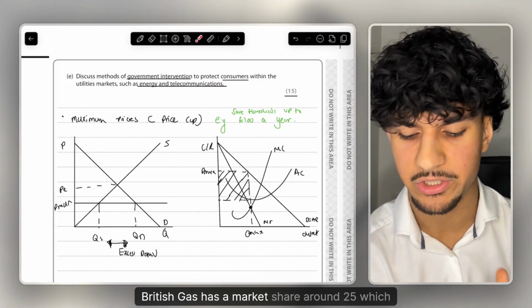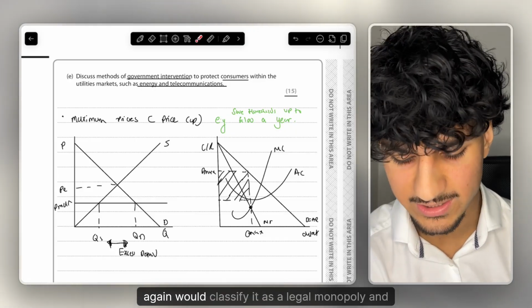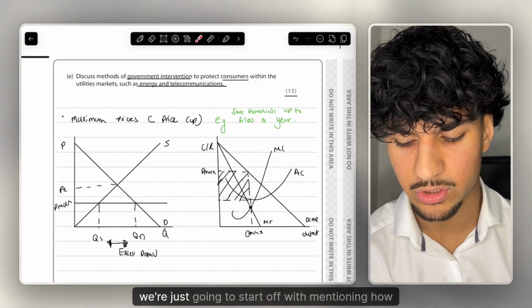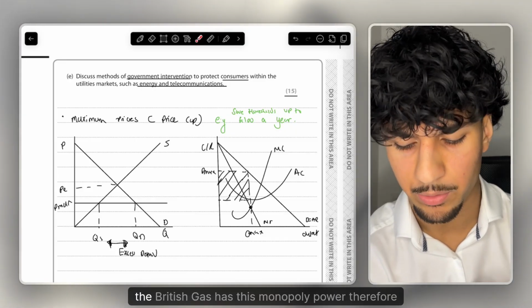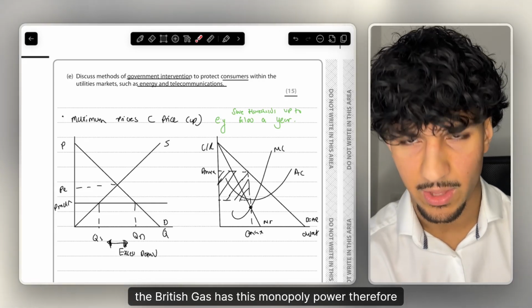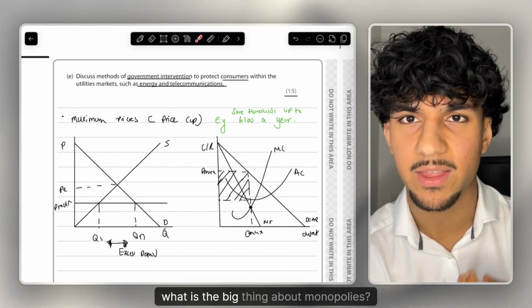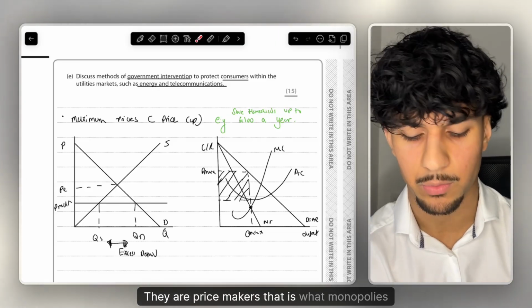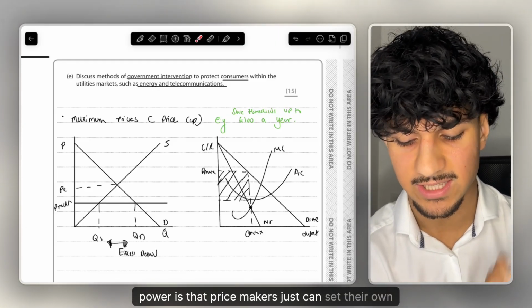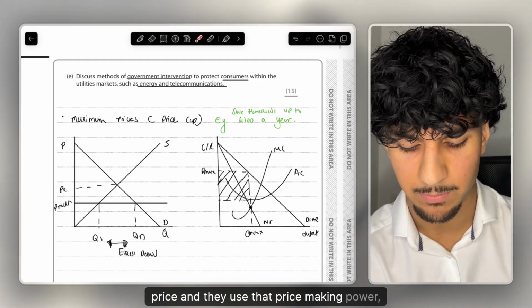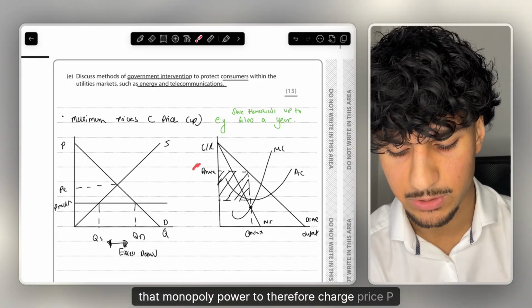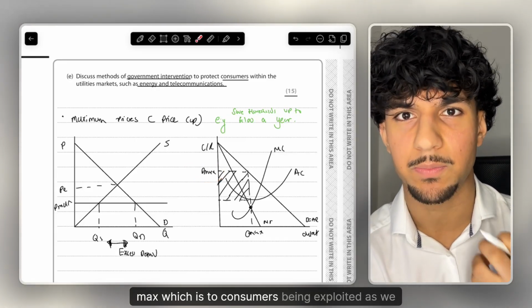British Gas has a market share of around 25%, which again would classify it as a legal monopoly. I'm just going to start off with mentioning how British Gas has this monopoly power, therefore it can profit maximize where MC equals MR. Thus, what is the big thing about monopolies? They are price makers. That is what monopoly power is. They're price makers, thus can set their own price, and they use that price making power, that monopoly power, to therefore charge price PMAX, which means consumers are being exploited.